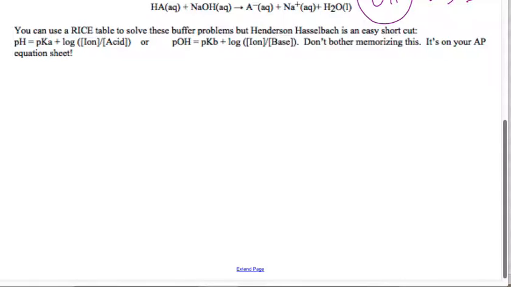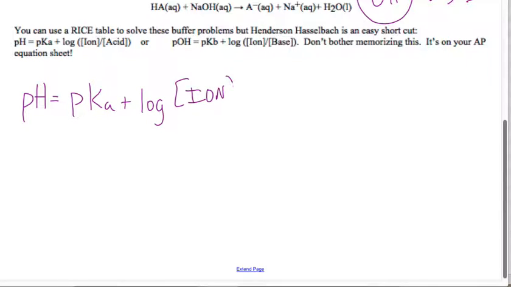Anyway, there's two versions of Henderson-Hasselbalch. There's an acid version and a base version. The acid version is on your AP sheet, so you don't need to memorize it. pH is equal to the pKa plus the log, and you always put the ion, the conjugate, over the acid or base concentration. Ion over acid, ion over base. No matter what, the charged species goes on top. The pOH version is not on the sheet, but you don't need it because you just replace pH with pOH and Ka with Kb, and it's over base. So it's the same equation.